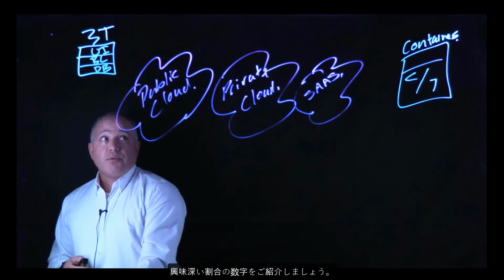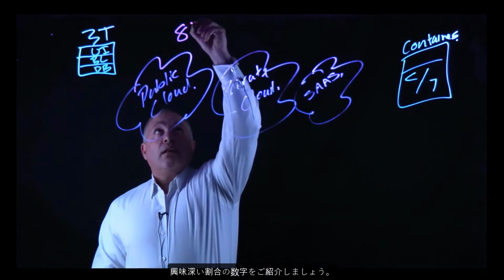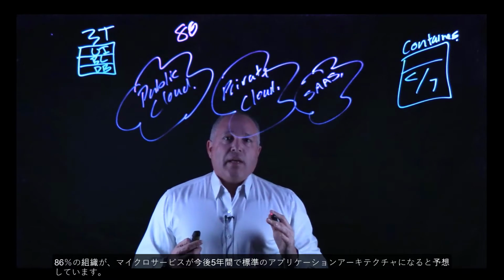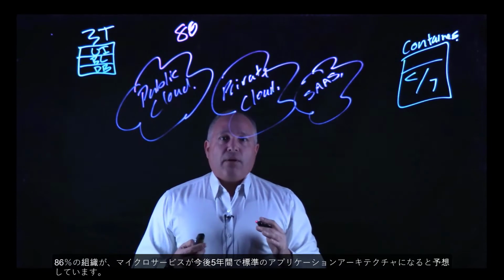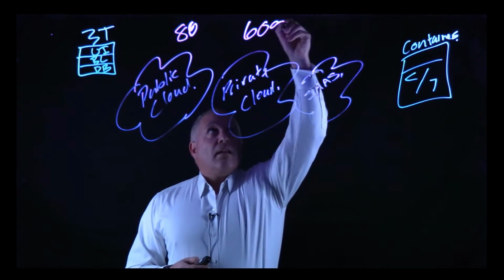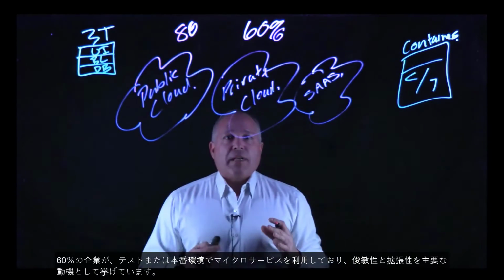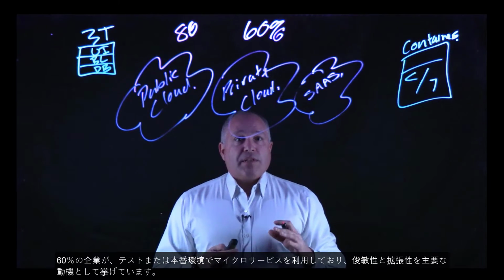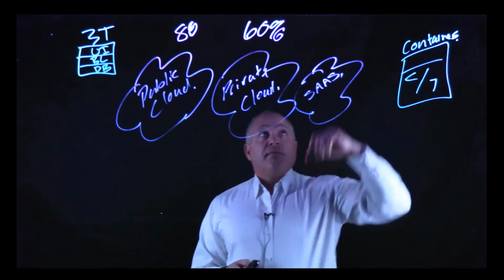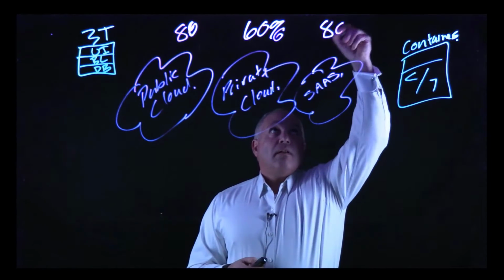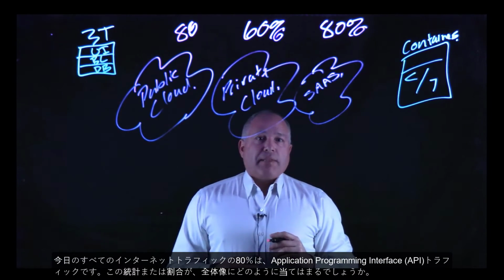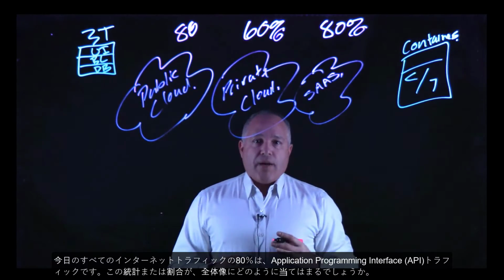Let me share some interesting percentages with you. 86% of organizations expect microservices to be the default application architecture in the next 5 years. 60% of enterprises have microservices in pilot or in production, citing agility and scalability as top motivators. 80% of all internet traffic today is application programmable interface traffic, or API traffic.